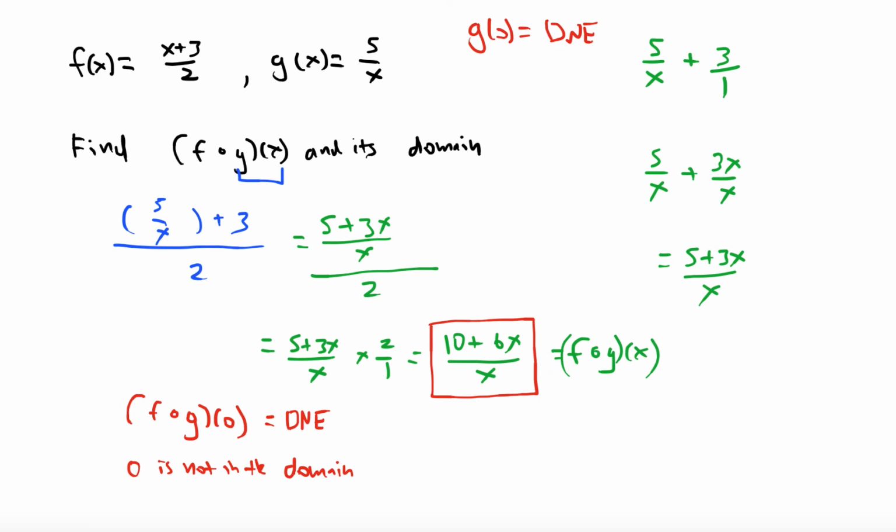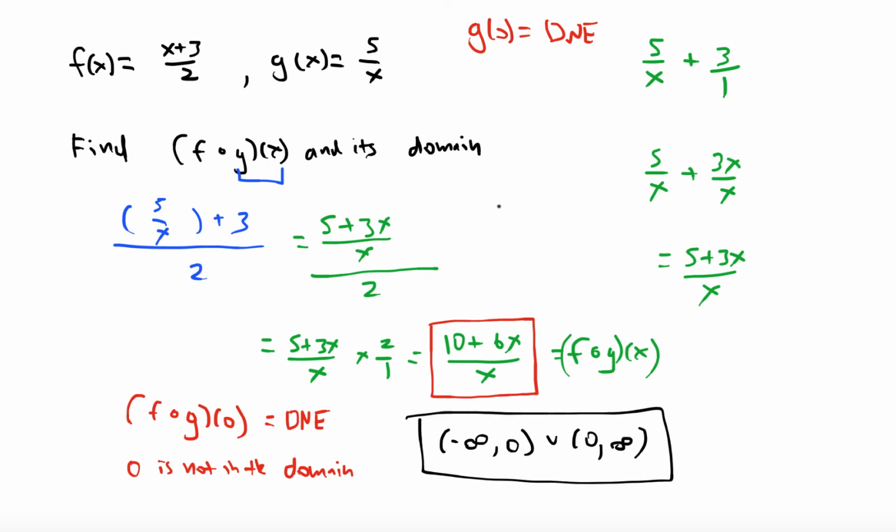Now, we should give the answer in interval notation. So remember, the answer is going to be all real numbers except 0. So how do we exclude one value in interval notation? We just write negative infinity up till 0, but with parentheses, and then union 0 to infinity. So this would be the domain of f of g of x in interval notation.